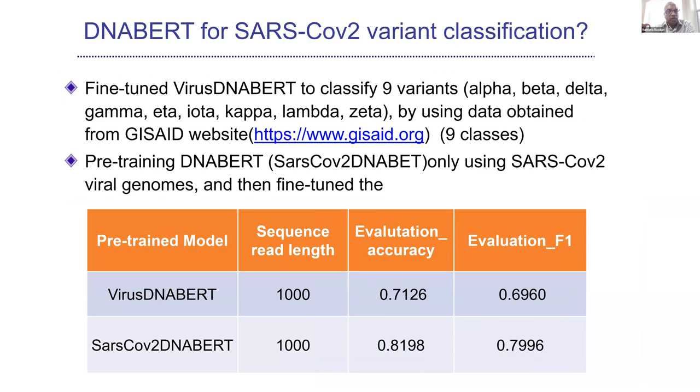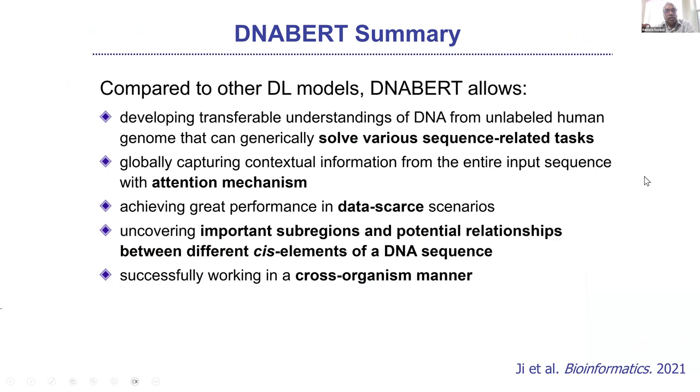Similarly, we tested predicting different strains of SARS-CoV-2. Because the changes are not many, but still with 1,000 base pairs, we can predict with 82% accuracy. So this shows that overall DNABERT is doing a very good job in predicting any sequence. It could be different viruses, or it could be within one genome, one functional site versus the rest of the genomic sequence. Compared to other deep learning models, DNABERT develops a transferable understanding of DNA from the unlabeled human genome that can generally solve various sequence-related tasks.